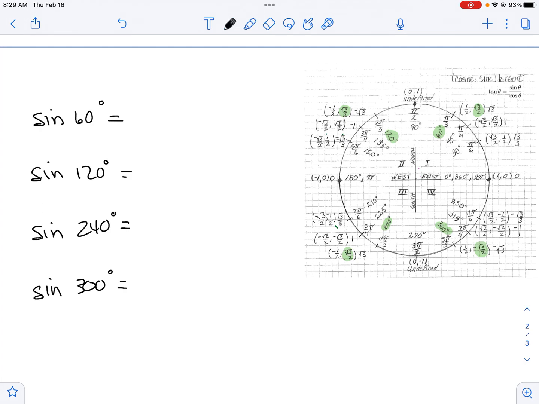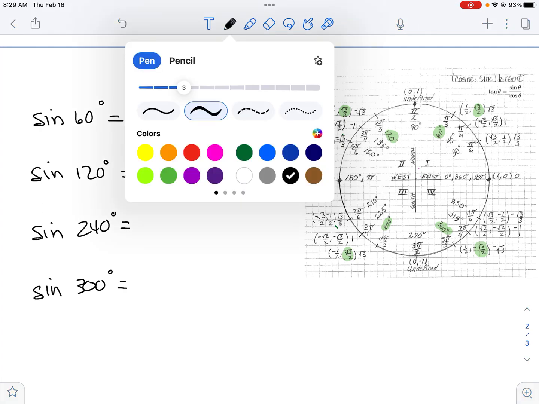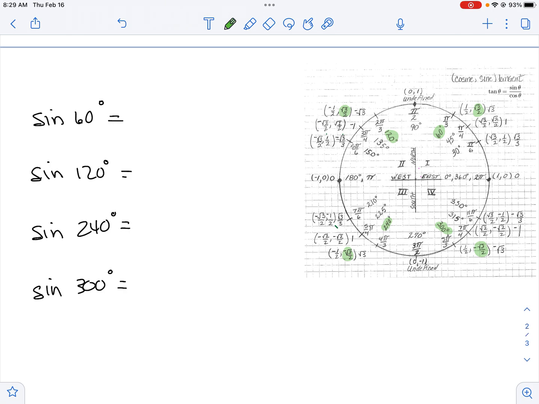And all I'm wanting you to notice there is that it is the same value, only positive or negative. So for instance, sine of 60 degrees is going to be radical 3/2. Sine of 120 degrees is also radical 3/2. Sine of 240 degrees, however, is a negative radical 3/2. And sine of 300 degrees is a negative radical 3/2.